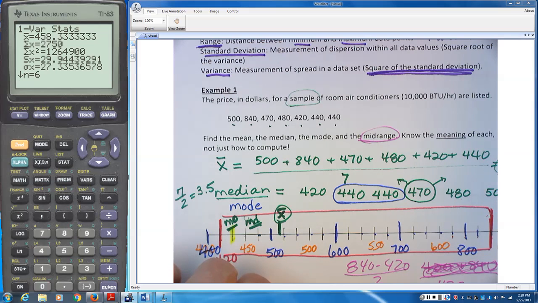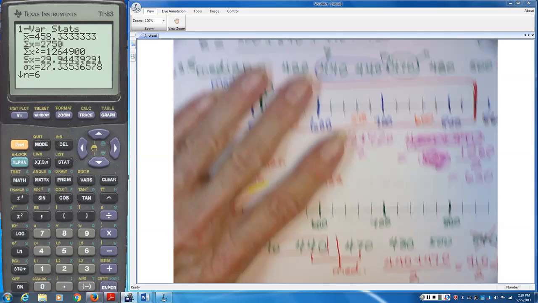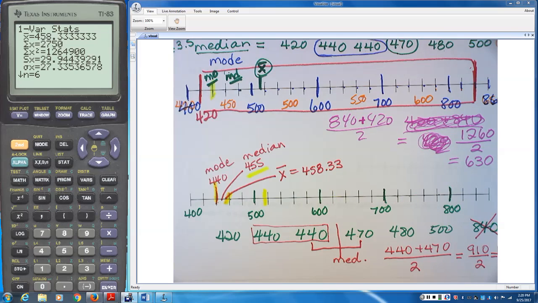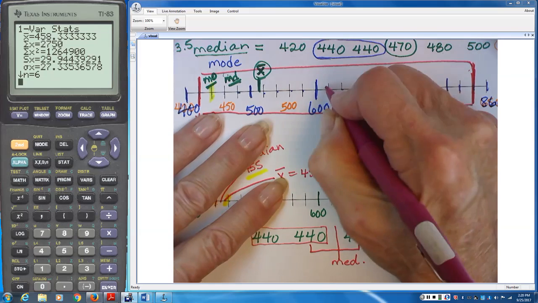Now it doesn't make any sense. I am truly losing it. You add, not subtract. So 8 and 4 is 12, 1260 divided by 2, which would be 630. Do we even have an air conditioner in there that costs $630? No. But it would be right here.